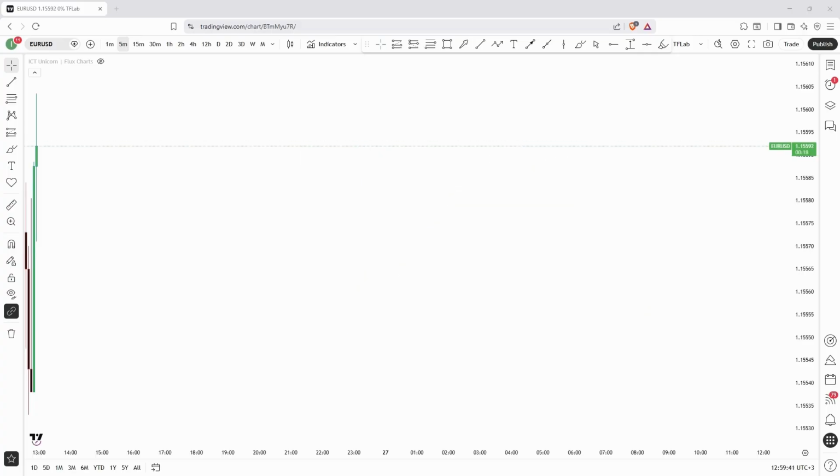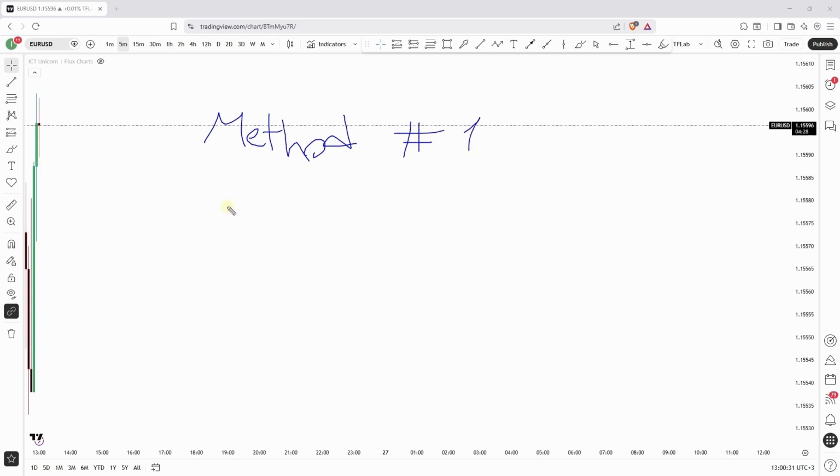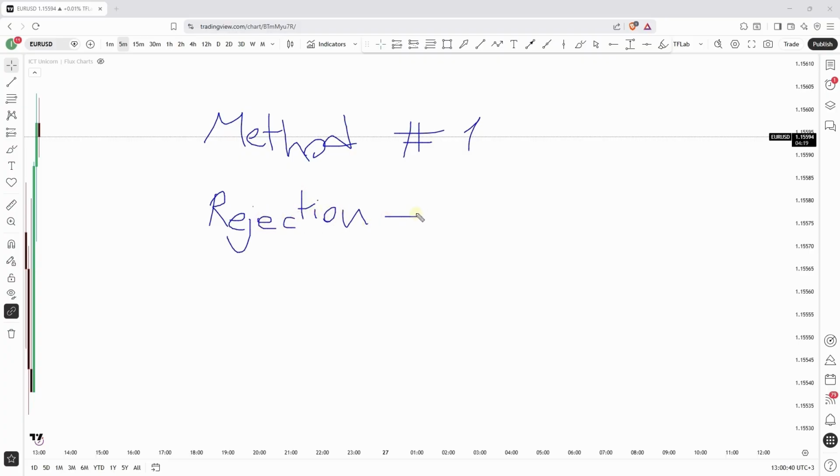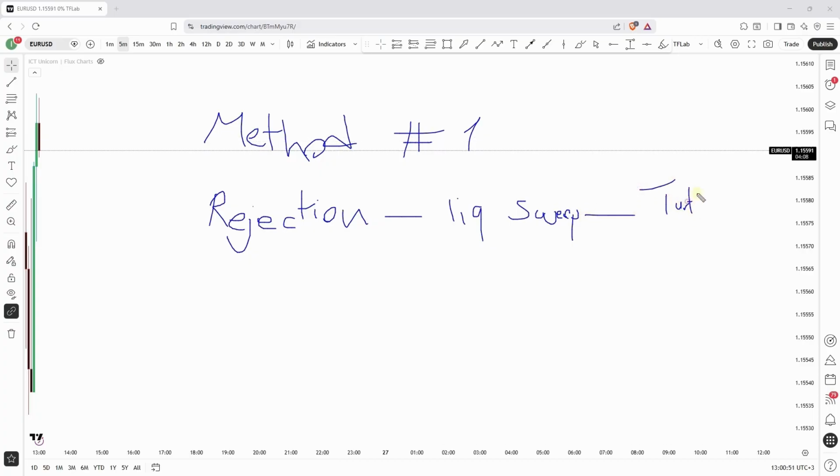All right, moving on. Our first method is a very simple one. You can write this down as our first method. When you combine all of them, they are known by the same name. A rejection or a liquidity sweep is supposed to happen, or alternatively, the turtle soup strategy can be used. All of these are actually the same.